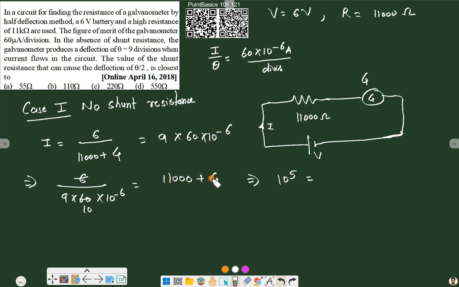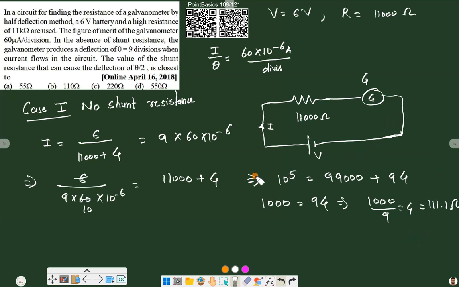This 9 will get multiplied here, so it will be 99,000 plus 9G. And this is 1 lakh. So 1 lakh minus 99,000, we will have 1,000 only. So 1,000 is equal to 9G, and from this G is 1,000 by 9, that will be 111.1 ohms. So this is the value for, we can say, the resistance of the galvanometer.